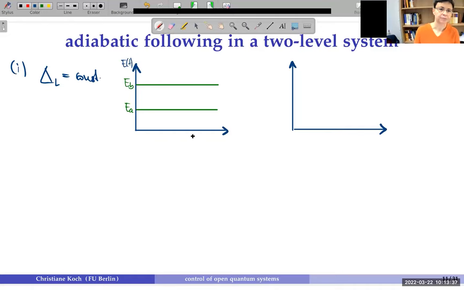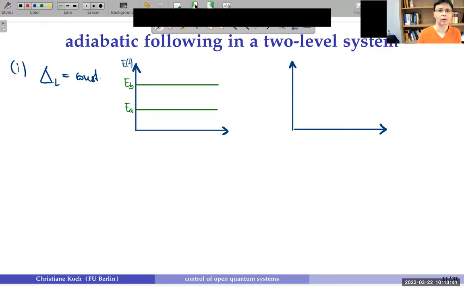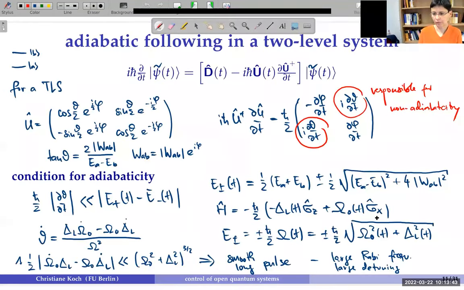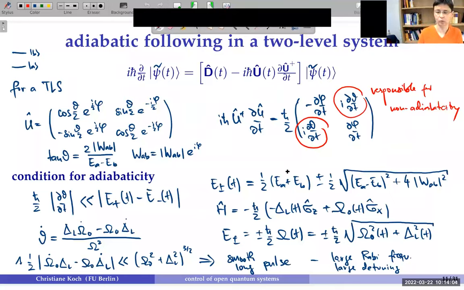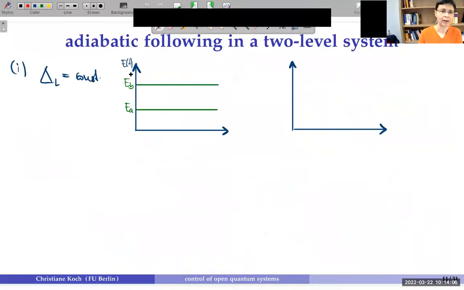And now my time dependent eigenvalue is given here by this square root. So if delta is constant, then it just is given by the time dependence of the Rabi frequency. And now let's assume again, we smoothly switch our pulse on and off, and then this splits the levels, and as the pulse goes to zero, so do the eigen energies come back to the original value.